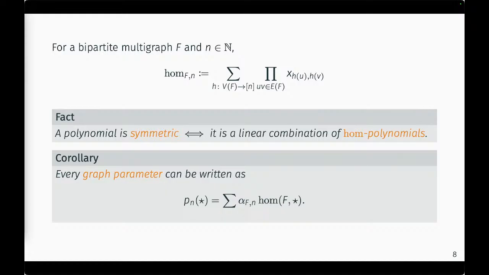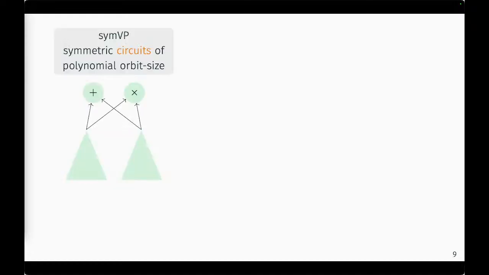Okay. Good. So here are our complexity classes. I promised complexity classes. So we introduce symVP. SymVP is the class of all polynomials that are computed by symmetric circuits of polynomial orbit size. Again, we use orbit size instead of size because the techniques work for orbit size, and there are a lot of difficulties dealing with size. And as Anuj said, interesting lower bounds can already be proven for orbit size, and that makes it the right notion for studying the symmetric setting.